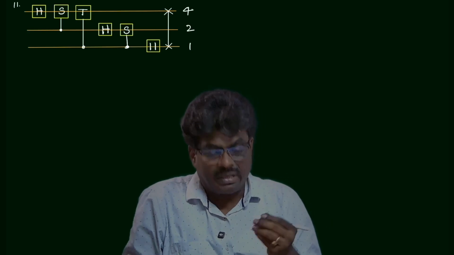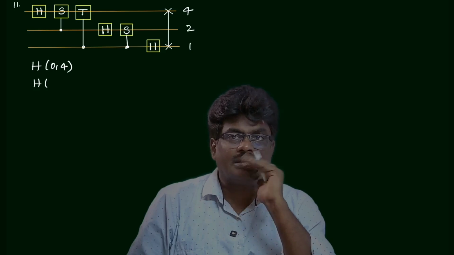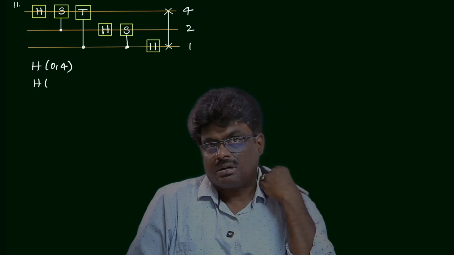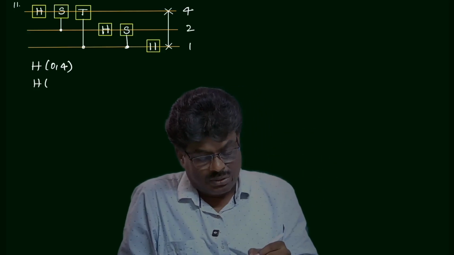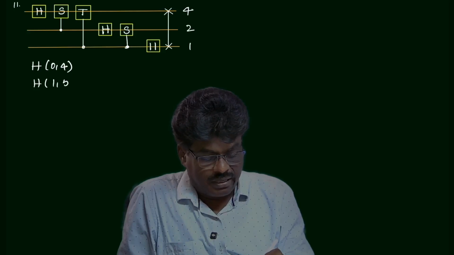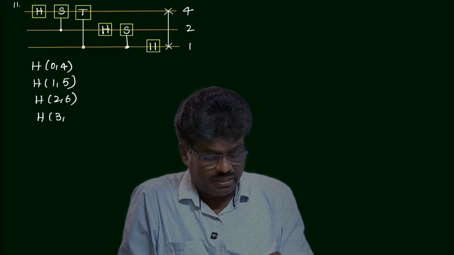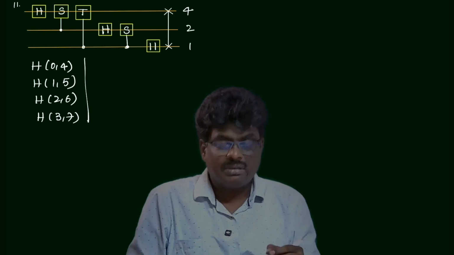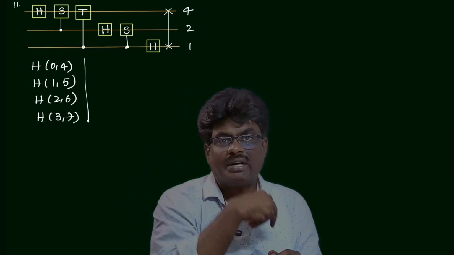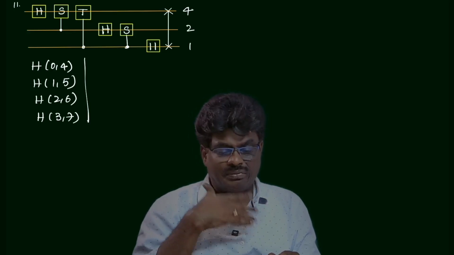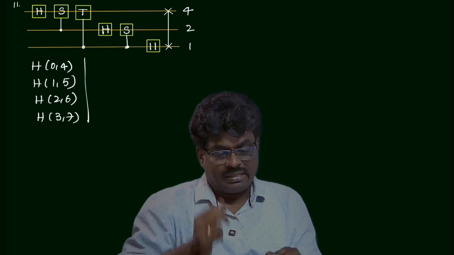If you are still having any confusion, see this, starting with H on 0 comma 4. Whenever you start with a Hadamard, it is always an advantage, because you need not do the operations again and again. So H of 1 comma 5, next 2 comma 6, H of 3 comma 7. What I am saying is, you will find the output state only for 0 1 2 3, you won't find it for 4 5 6 7. You can write it directly.